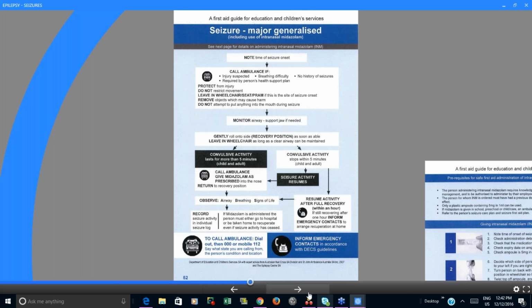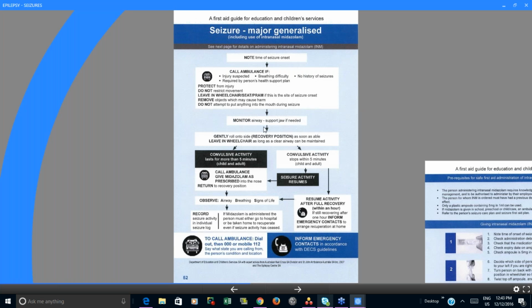So for somebody who's having a seizure, a major generalised seizure, again, it's important to note the time of onset of that seizure. Calling an ambulance if you think there's an injury or they're having breathing difficulty or there's no history of seizures for that person. The same principles that you would have for first aid are there, protecting them from injury, not trying to restrict any movement, removing any objects that will cause them harm, and not putting anything into their mouth during the seizure.